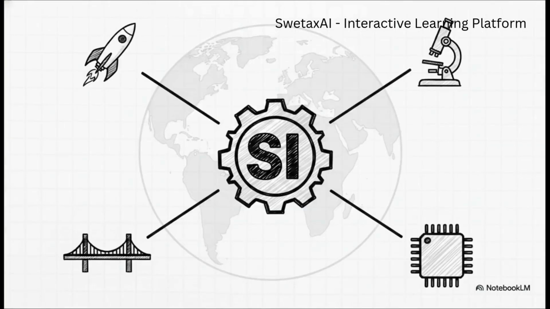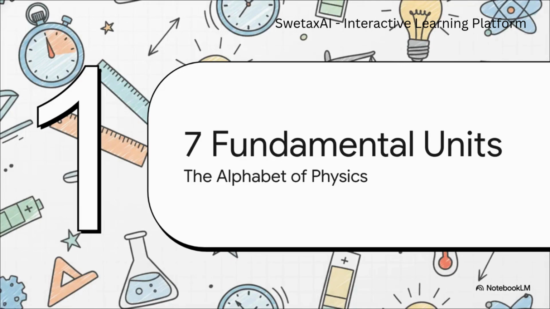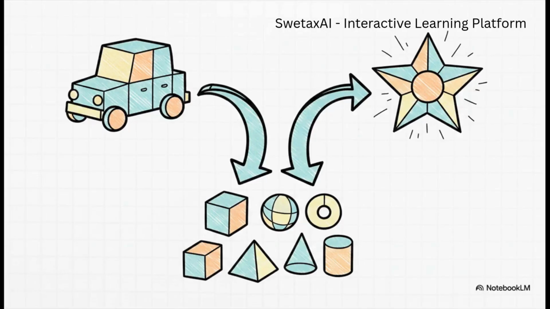And the system that won, the one that is now used by pretty much every scientist and engineer on the planet, is the SI system. You should think of it as the official, undisputed language of physics. When you're solving an IIT JEE problem, you're speaking in SI. Now this is where it gets really elegant. This entire universal language, this whole alphabet of physics, is built from just 7 fundamental units. That's it, only 7. I mean, really think about that for a second.